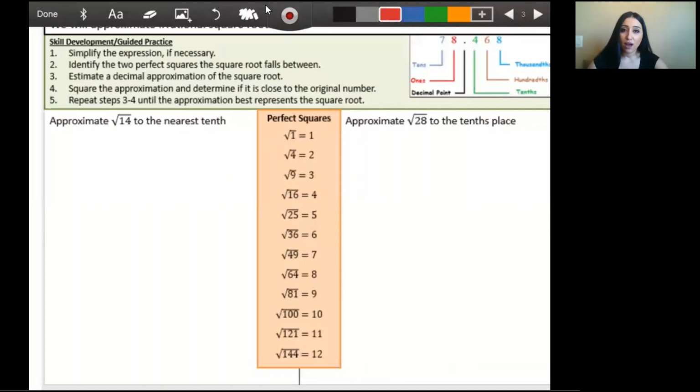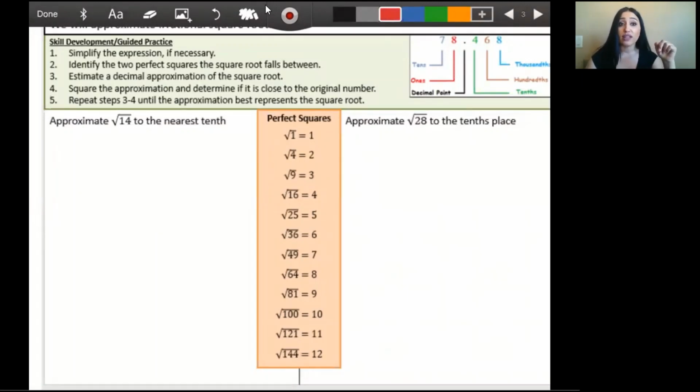Hey everyone, we're now at the skill development guided practice portion of this lesson. I want to cover all variations with you in order for you to be proficient in this specific lesson. So step number 1, let's simplify the expression if necessary. I have approximate the square root of 14 to the nearest 10th. I'm going to work out the problem and I hope you follow along. If you don't understand a specific step, please pause the video at any time. Rewatch it in order to help you understand it completely.